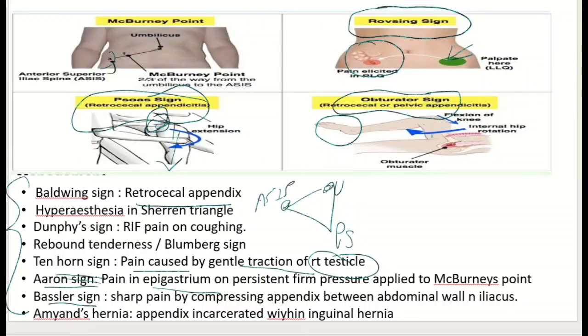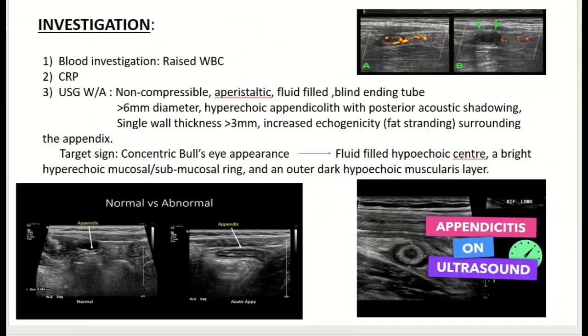Another important term is Amyand hernia. So what is Amyand hernia? It is the inflamed appendix within an inguinal hernia. Coming to the investigations, in blood investigation with appendicitis, raised WBC is very important. Then CRP is also raised. Then ultrasound of the whole abdomen.